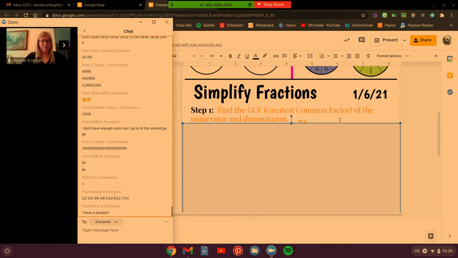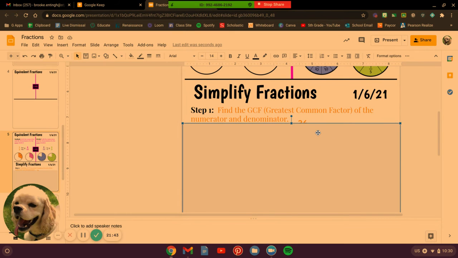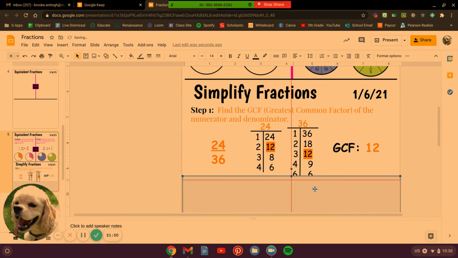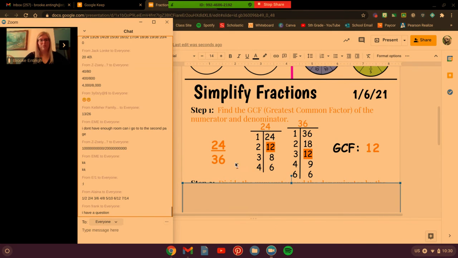So I have an example. Frankie, I'll get to your question here in just a moment. For the example, we have the fraction. Let me bring this all the way down. We have the fraction 24/36.